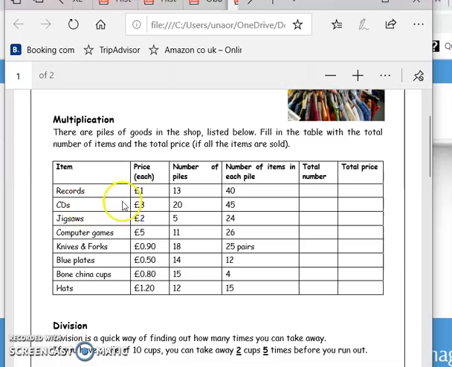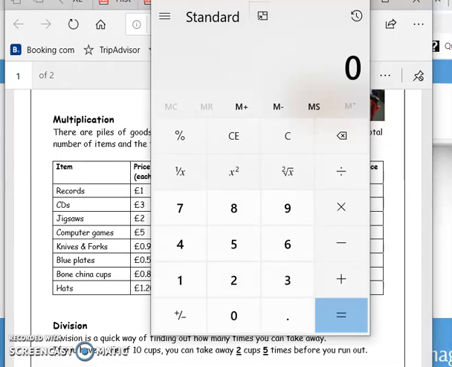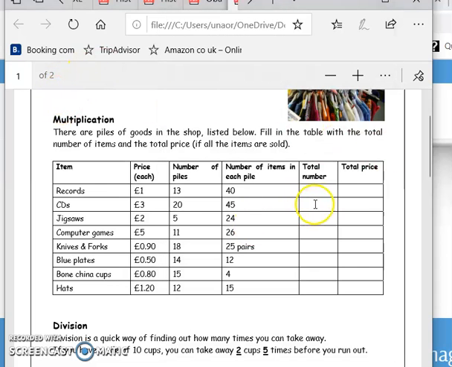Let me go back up to the second one. So the second one is CDs. Now, we know we have 20 piles of CDs. There's 45 CDs in each pile. So to find out the total number, we need the number of piles, 20, by the number of items in each pile, which is 45. So again, let's just go back to our calculator. 20 multiplied by 45, and that will give you 900. So 900 goes in here.